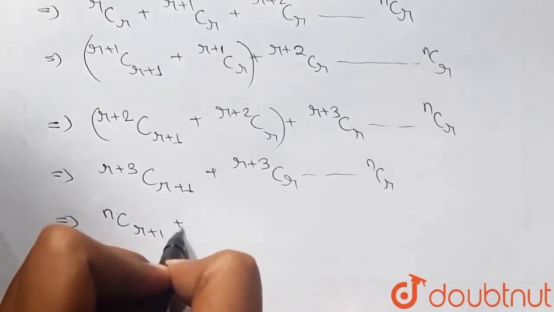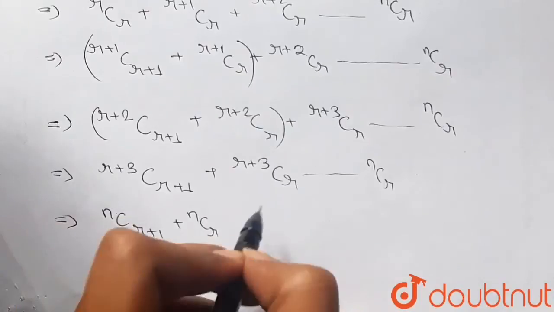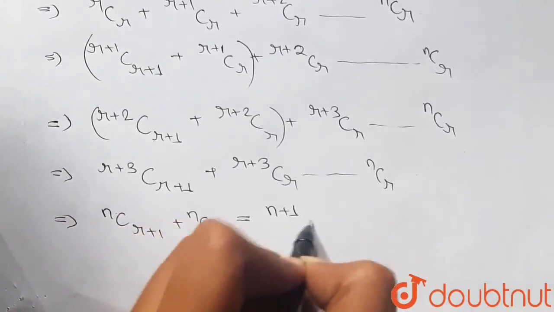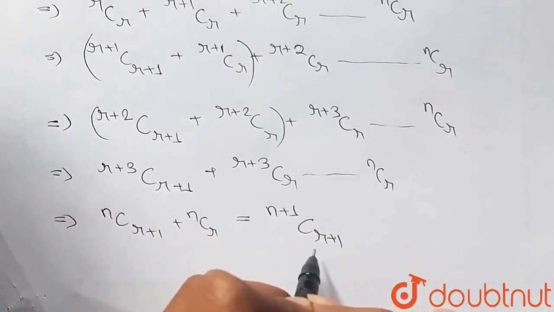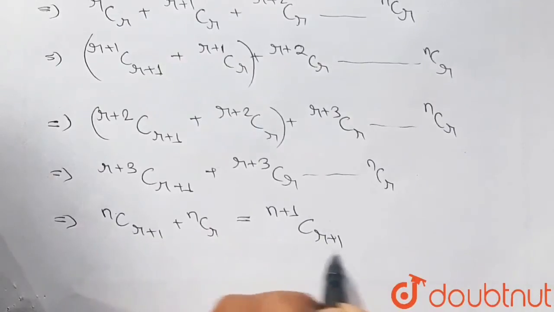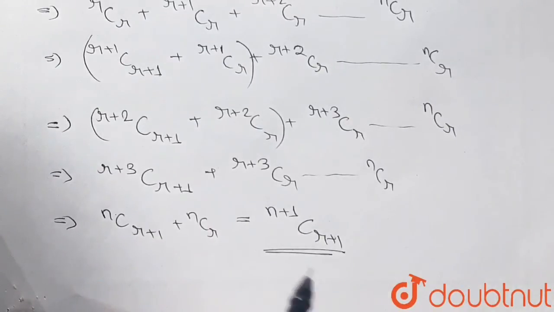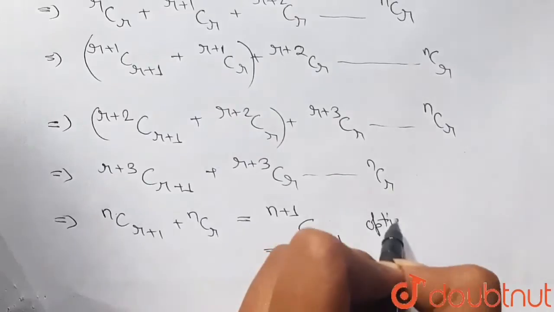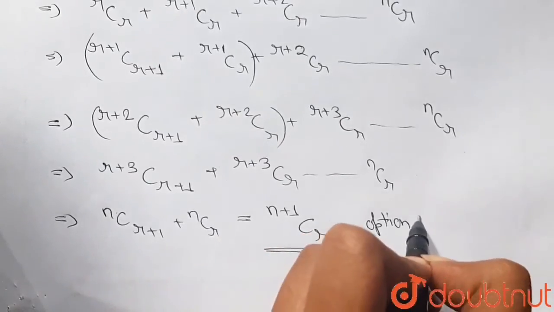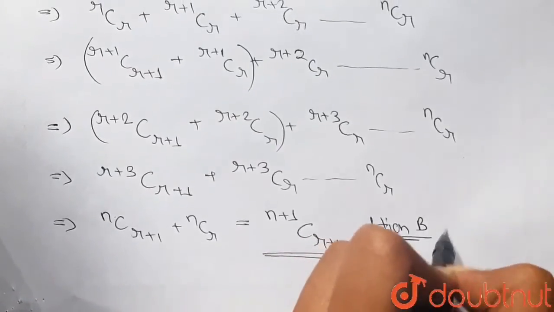Finally, on the very last step, we will be left with nC(r+1) plus nCr, and that will become (n+1)C(r+1). So this (n+1)C(r+1) will be our answer. Among the given options, option B says (n+1)C(r+1), so our answer will be option B. I hope this will help you.